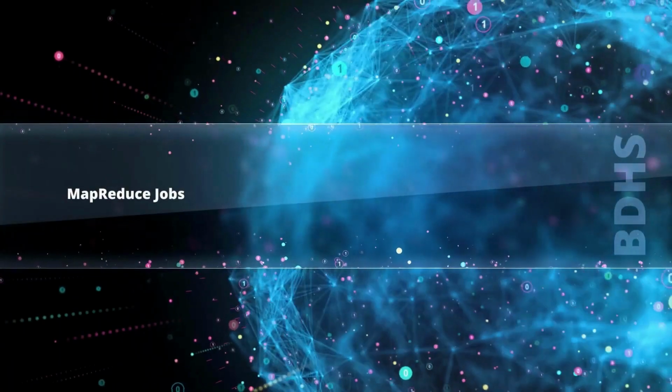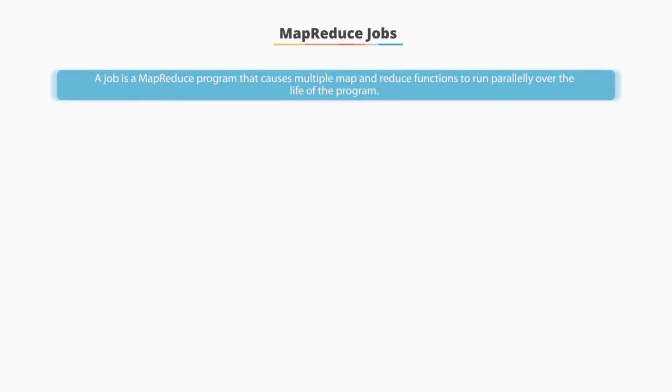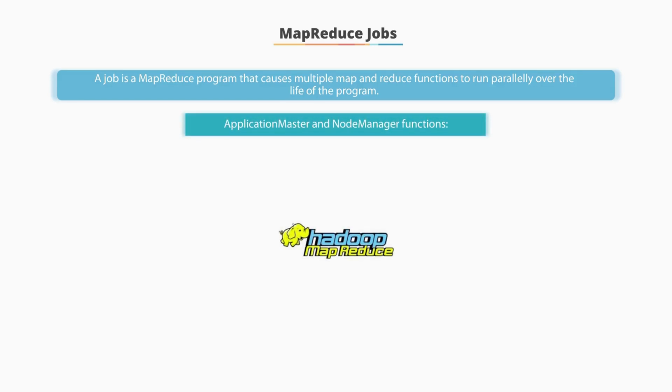MapReduce job. A job is a MapReduce program that causes multiple map and reduce functions to run parallelly over the life of the program. Many copies of map and many copies of reduce functions are forked for parallel processing across the input dataset. A task is a map or reduce function executed on a subset of this data. With this understanding of job and task, the application master and node manager functions become easier to comprehend.